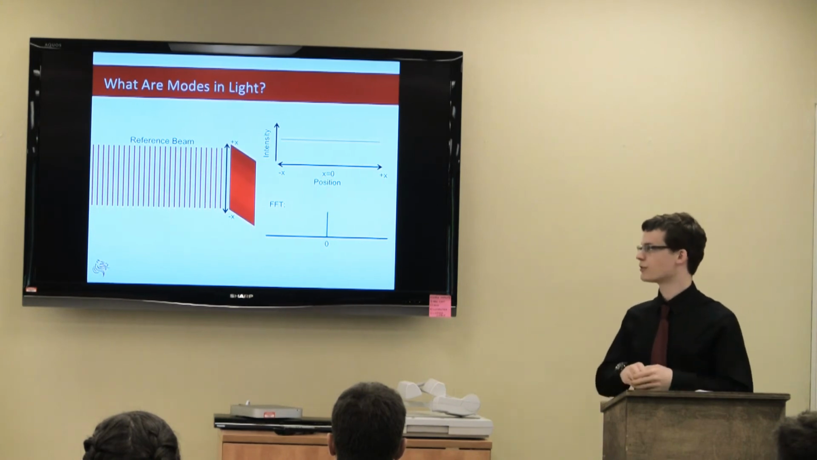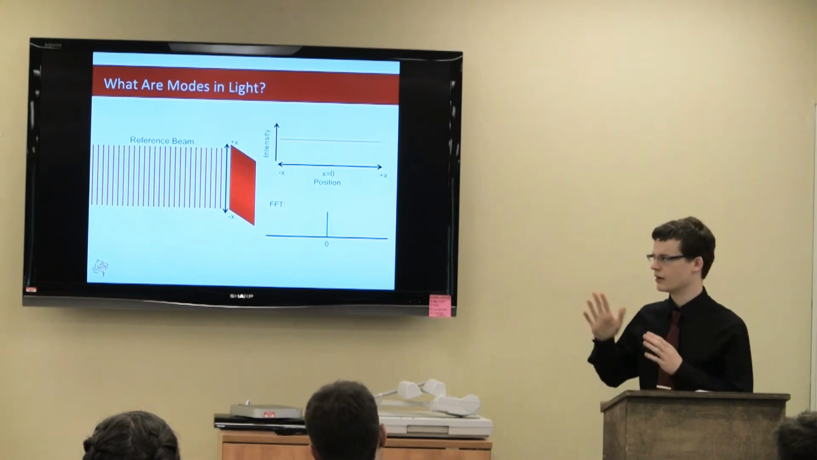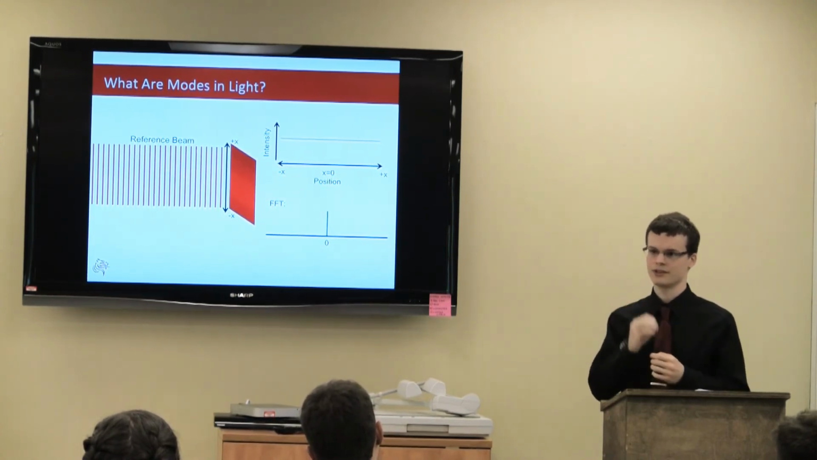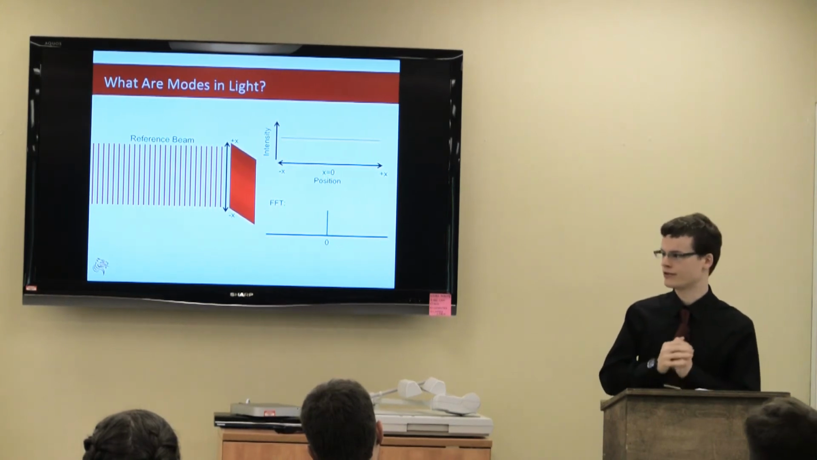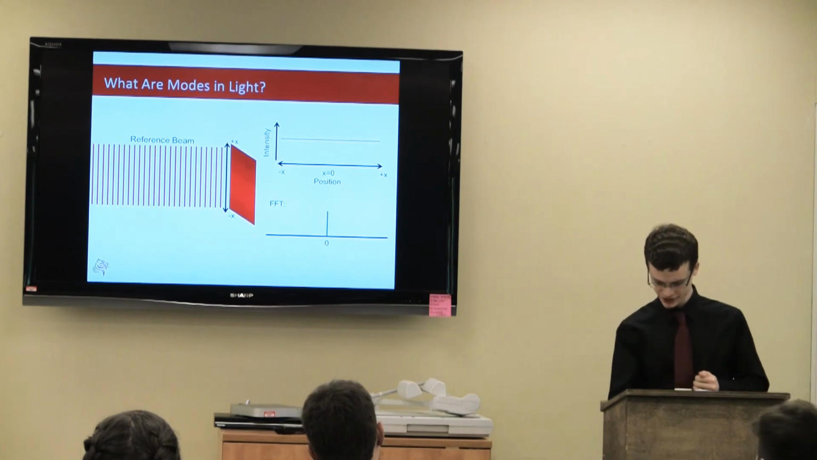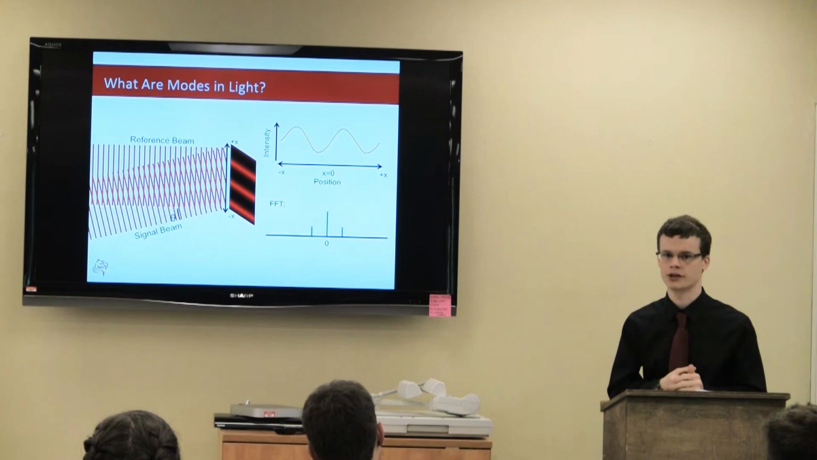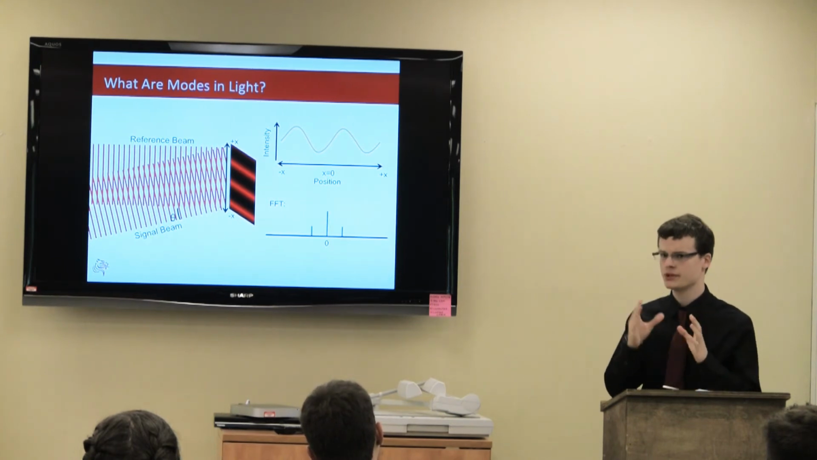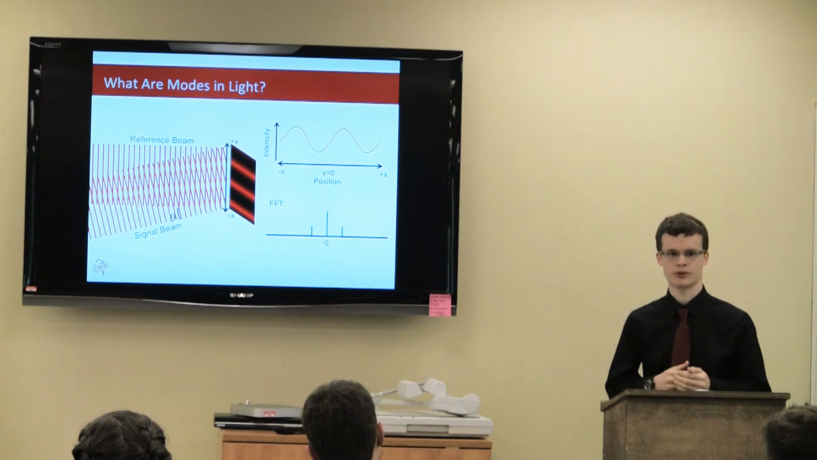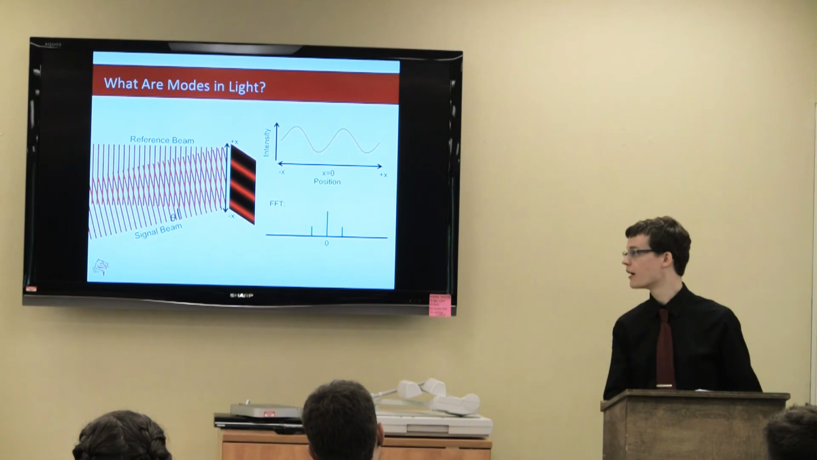The central spike corresponds to our reference beam. You'll notice that it's at the zero position on our horizontal axis. That's because that's our reference, so it's 0. If we add in a signal beam with one mode of light, we'll see that two side peaks appear on our FFT graph. These two side peaks actually refer to just one mode of light. It's just that the way the Fourier transform works, it ends up mirroring across the 0 axis.